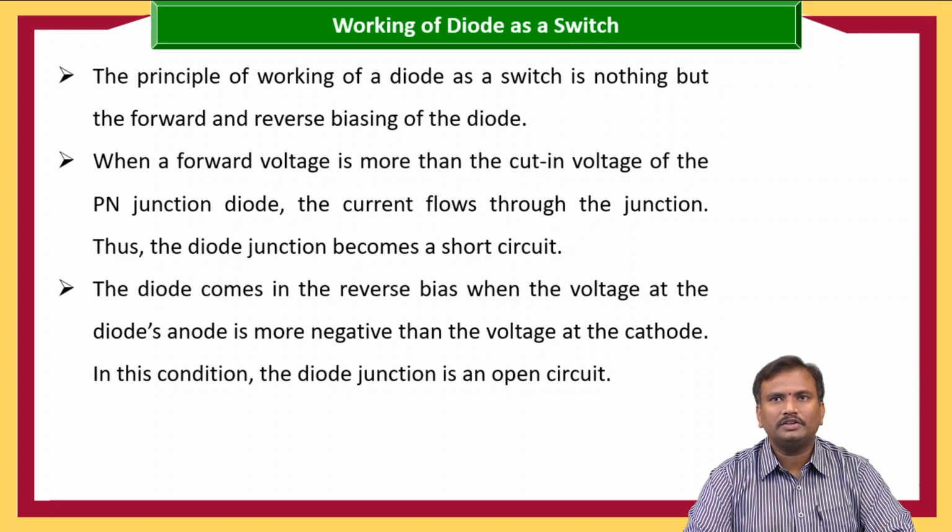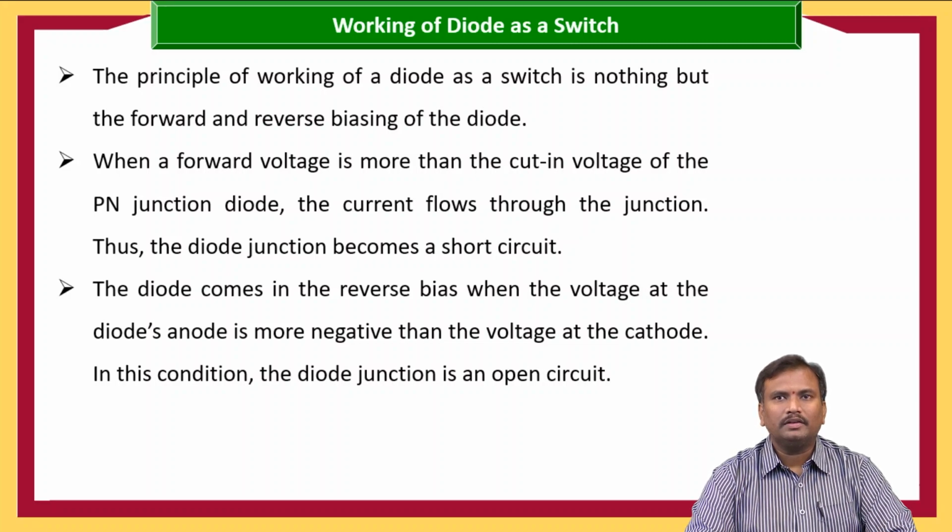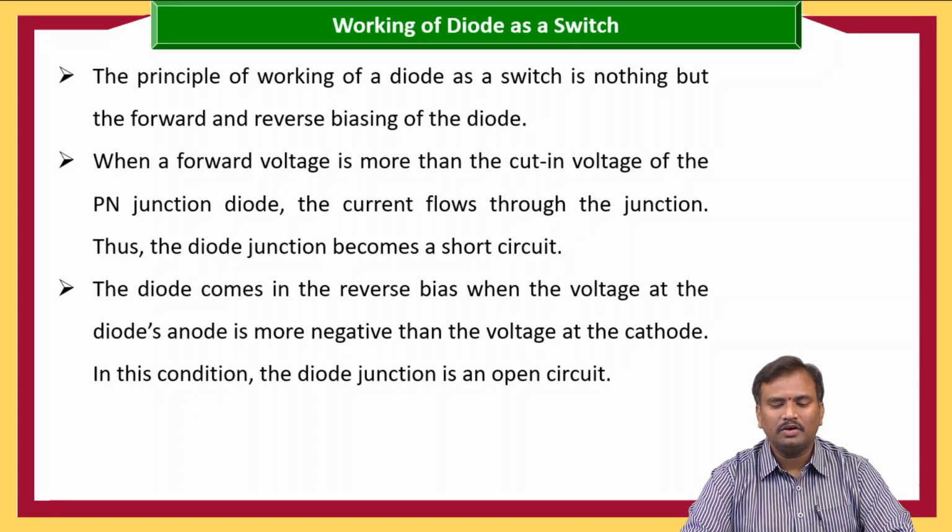When a forward voltage is more than the cut-in voltage of the PN junction diode, the current flows through the junction. Thus the diode junction becomes a short circuit. The diode comes in reverse bias when the voltage at the diode's anode is more negative than the voltage at the cathode. In this condition, the diode junction is an open circuit.